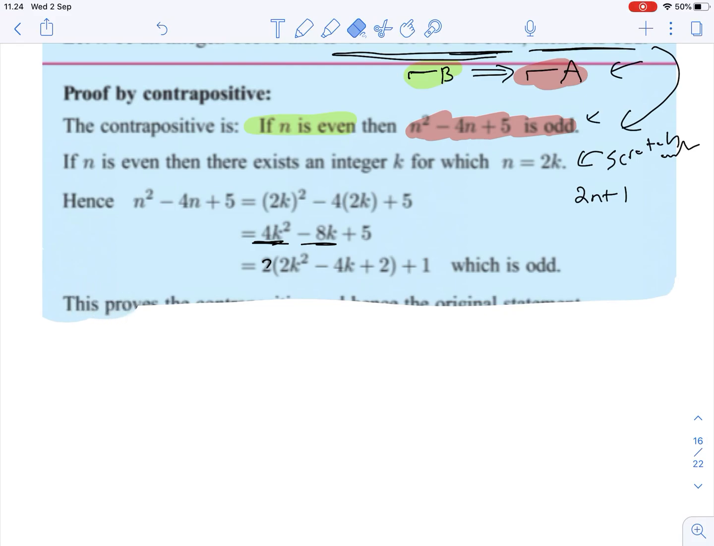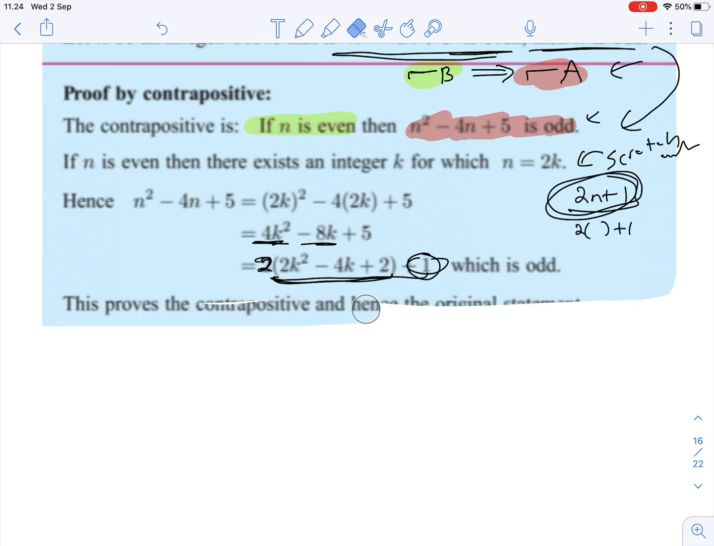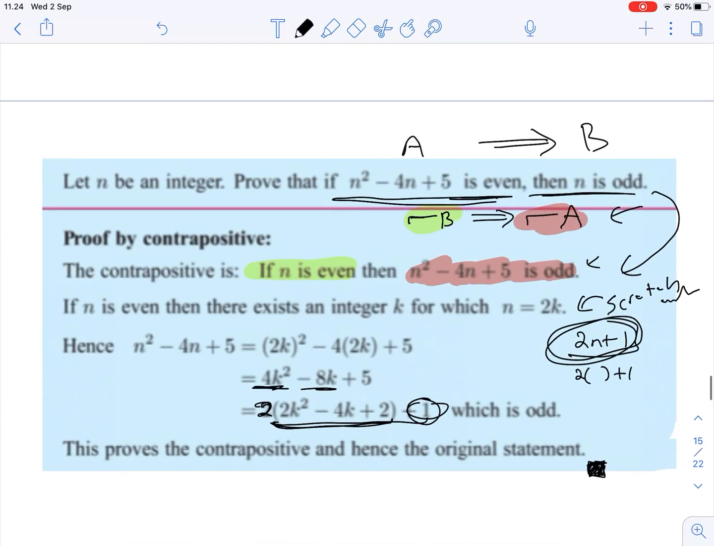Now you might be asking, okay, how is this odd? Well, we have 2 times some number plus 1. Remember, the definition of an odd number is 2n plus 1. 2 times some number, it doesn't matter what that number is, we let n represent that number, plus 1. So here we have 2 times some number plus 1, and that's odd. And we've proven the contrapositive statement, and hence the original statement is true. Box. That's it for proof by contrapositive.